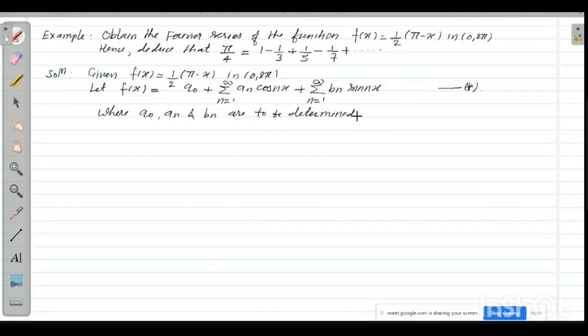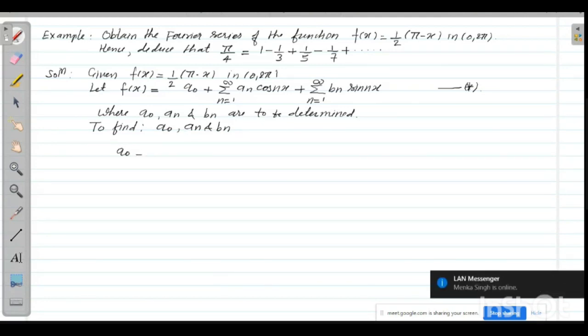What does that mean? We have to determine the value of a naught, an, and bn. Okay, let us find them one by one. To find a naught first, and then an and bn.